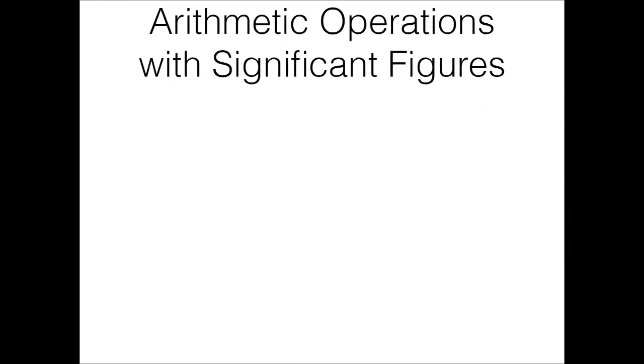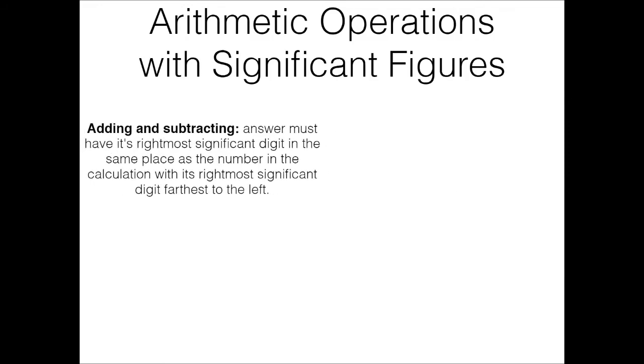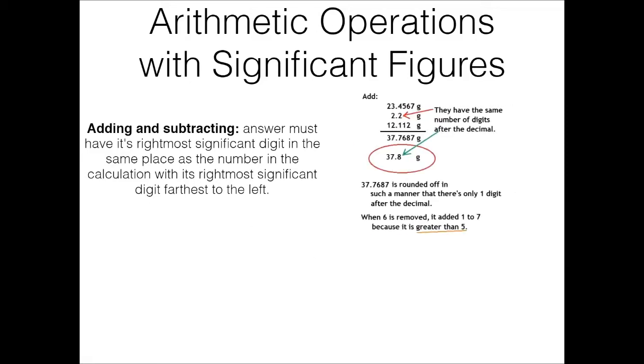Now, let's say we have to do a calculation or two to determine significant figure amounts. We assume that the numbers we are already working with are properly rounded to the proper number of significant figures. When we are adding or subtracting, we have to look at significant figures a specific way. The answer must have its rightmost significant digit in the same place as the number in the calculation with its rightmost significant digit farthest to the left. That's certainly a tongue twister. This rule is best shown visually.